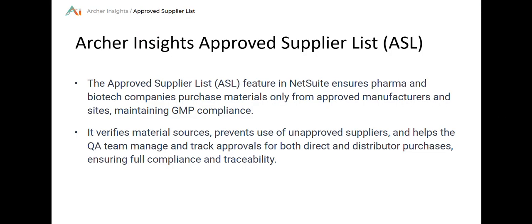This ensures we only purchase materials from approved manufacturers and their certified sites, a crucial requirement for meeting strict quality standards like GMP. It prevents the use of unapproved suppliers, verifies the source of every material, and helps the quality assurance team manage approvals. Whether buying directly from a manufacturer or through a distributor, the system keeps everything compliant and traceable. Let's dive into how it works.